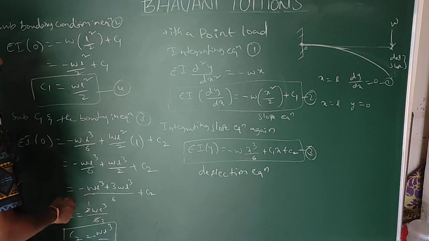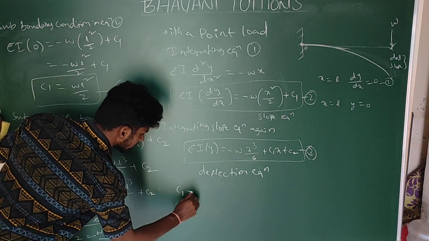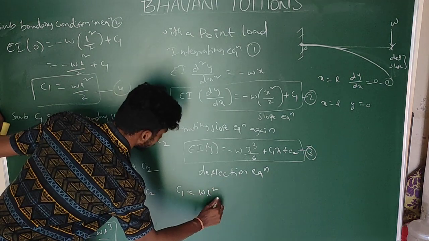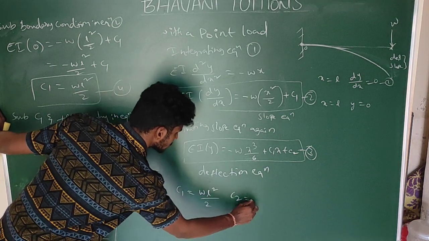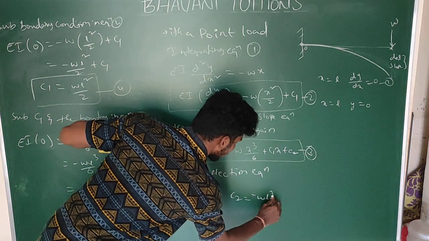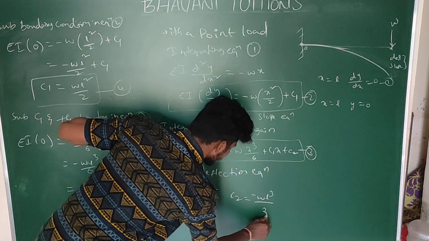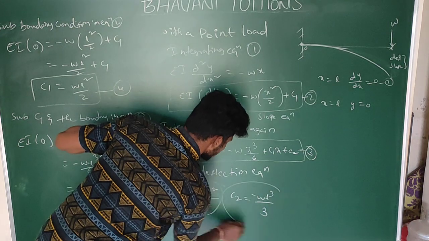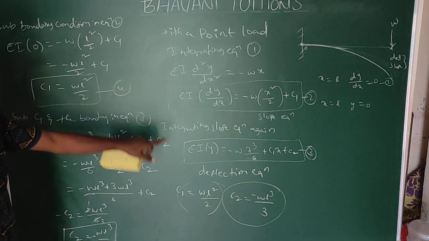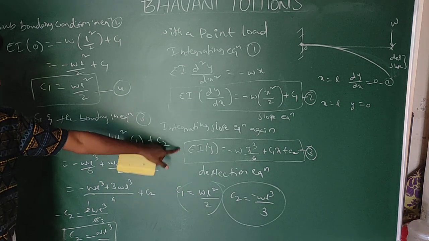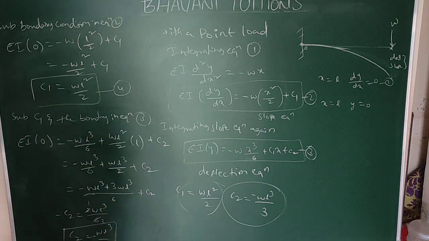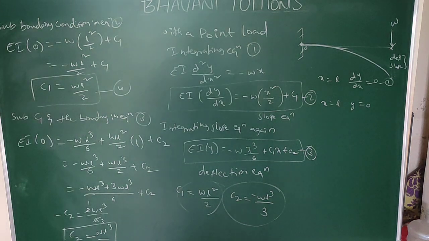So we got the two constants: C1 is equal to W L square by 2 and C2 is equal to minus W L cube by 3. So these are the two unknown constants C1 and C2. Now substitute C1 in the slope equation and substitute C2 in the deflection equation. That will be the final answer.